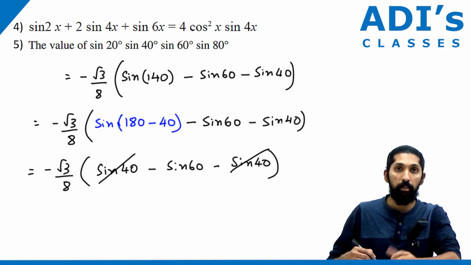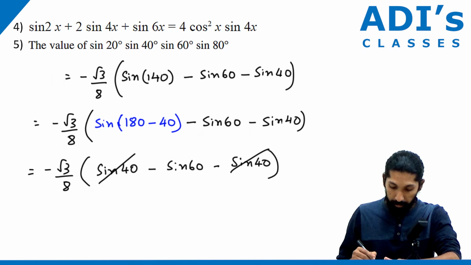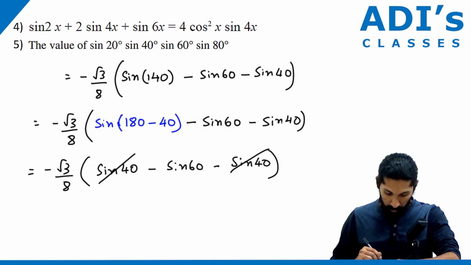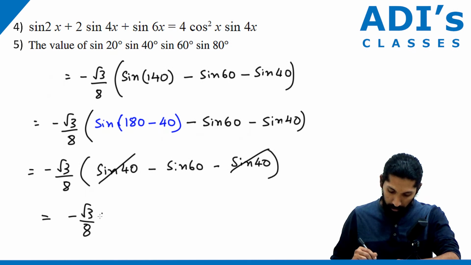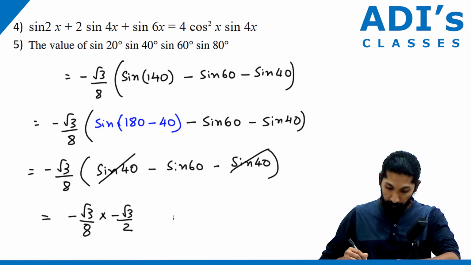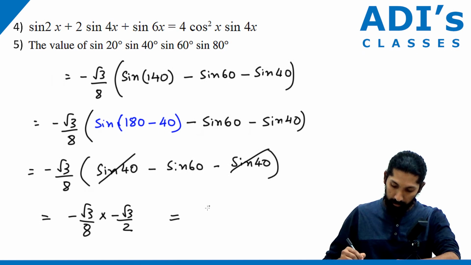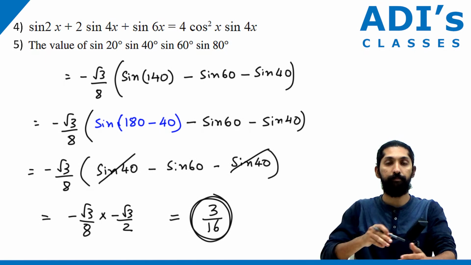What is sin 60? Root 3 by 2 with a negative sign, isn't it? So this is going to become minus root 3 by 8 into minus root 3 by 2. So what do we get the final answer? As 3 divided by 16. So the answer for this one is 3 by 16.